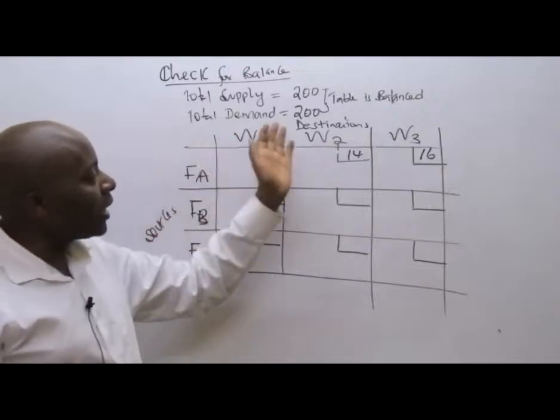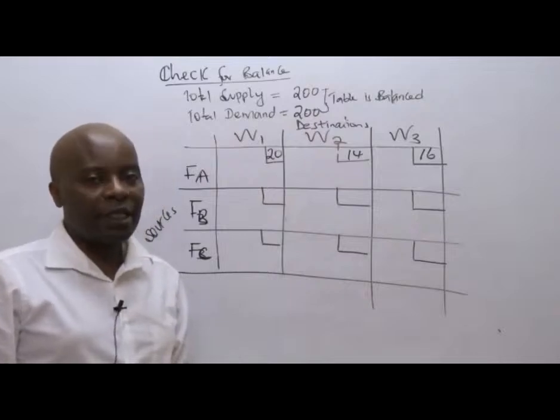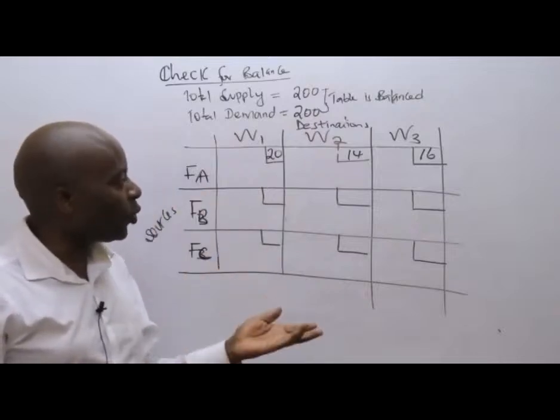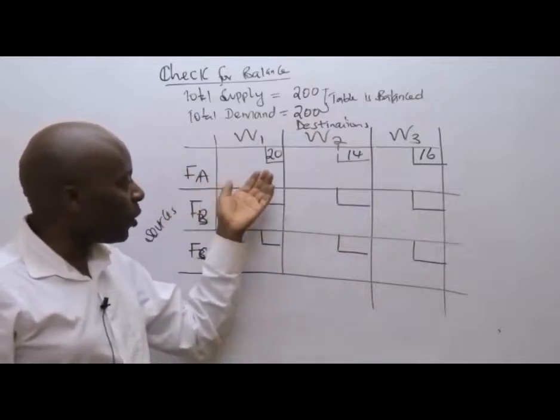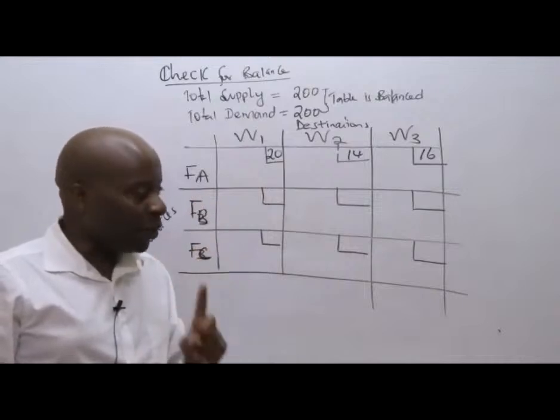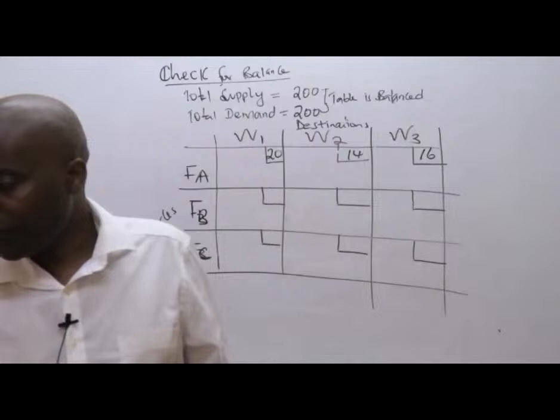And then on this other axis, where are we taking these goods to? We are taking them to our destinations. So our destinations here are warehouse 1, warehouse 2, and warehouse 3. And then we have said that these small cells will be carrying the transportation cost per unit, which have been given on this table here.